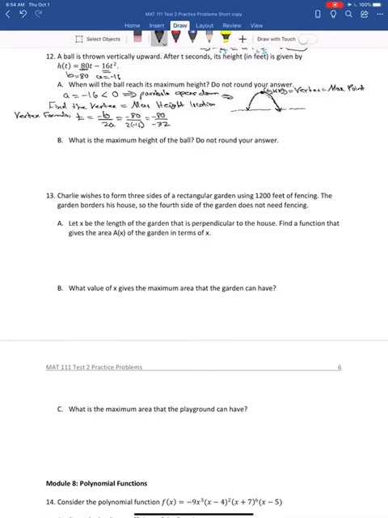So let's go ahead and calculate that. What's negative 80 divided by negative 32? It gives us 2.5. All right, so what does that say? So that's t. So that implies after 2.5 seconds, the ball reaches max height.